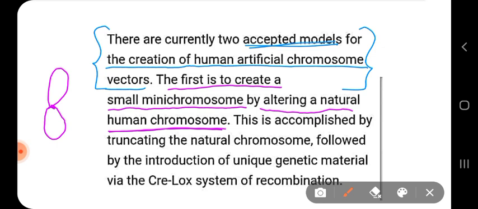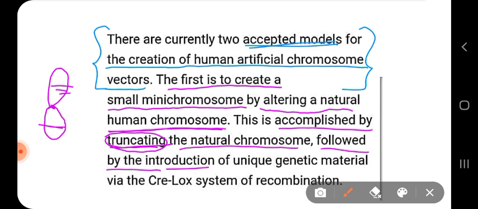We are isolating a normal human chromosome, then removing the non-essential part from it, and then we introduce our desirable gene or genes into that chromosome. It can be done only by truncating, which is a good word. Truncating means we are cleaving, cutting, and removing some of the segments of the natural chromosome, followed by introduction of unique genetic material via the Cre-Lox system of recombination.